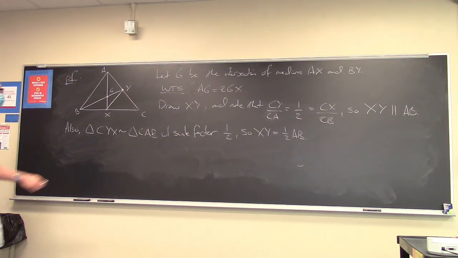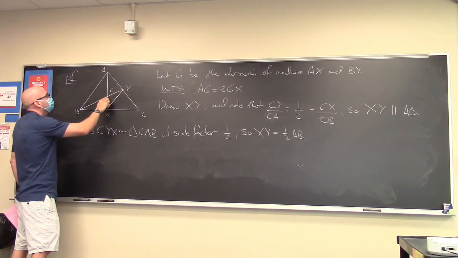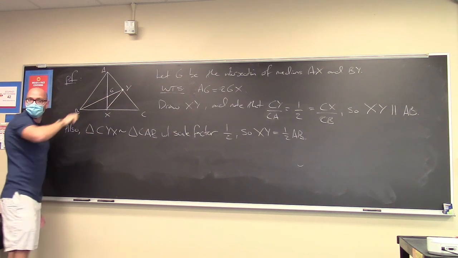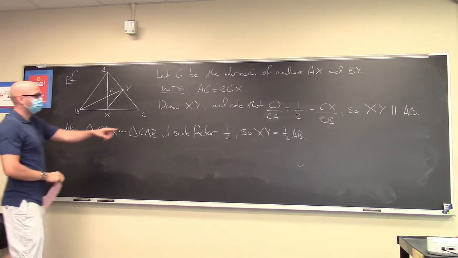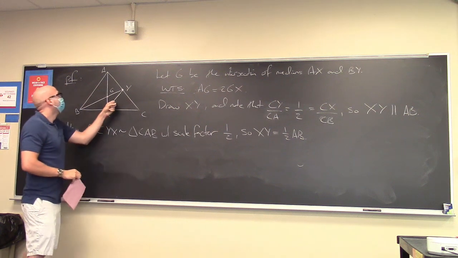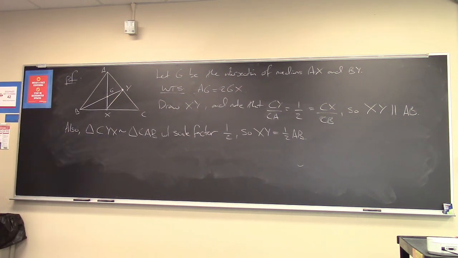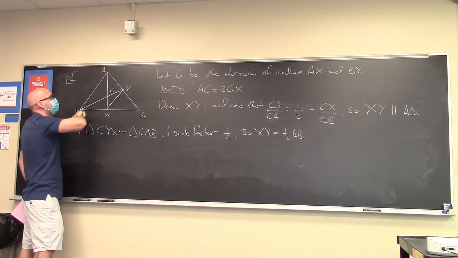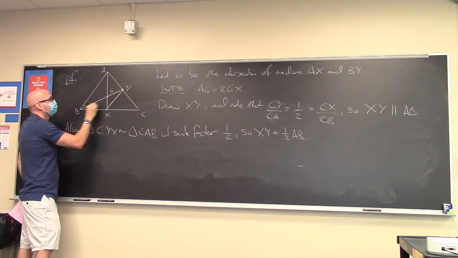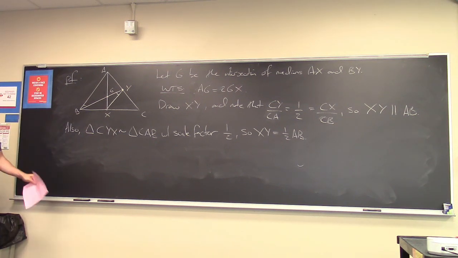So what am I trying to do here? Well, I'm actually trying to show that this triangle GYX is similar to GBA. And the reason I made this observation here is because now I know that at least this side is 1/2 of this side. So what else can I do? Well, I can figure out something about these two angles. Because I know XY and AB are parallel, I know that this angle here is congruent with that angle there, because they're alternate interior angles.